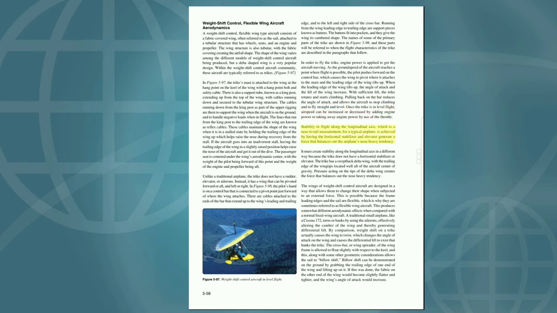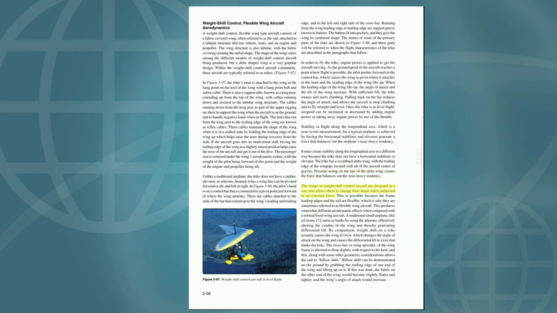Stability in flight along the longitudinal axis, which is a nose-to-tail measurement for a typical airplane, is achieved by having the horizontal stabilizer and elevator generate a force that balances out the airplane's nose-heavy tendency. The trike must create stability along the longitudinal axis in a different way, because it does not have a horizontal stabilizer or elevator. The trike has a swept-back delta wing, with the trailing edge of the wingtips located well aft of the aircraft's center of gravity. Pressure acting on the tips of the delta wing creates the force that balances out the nose-heavy tendency.